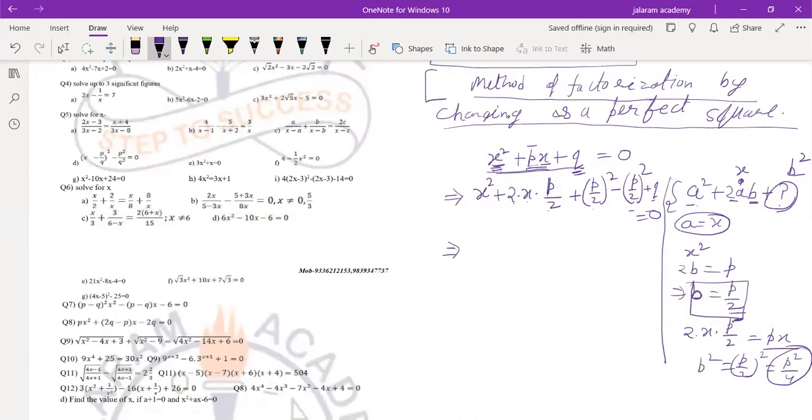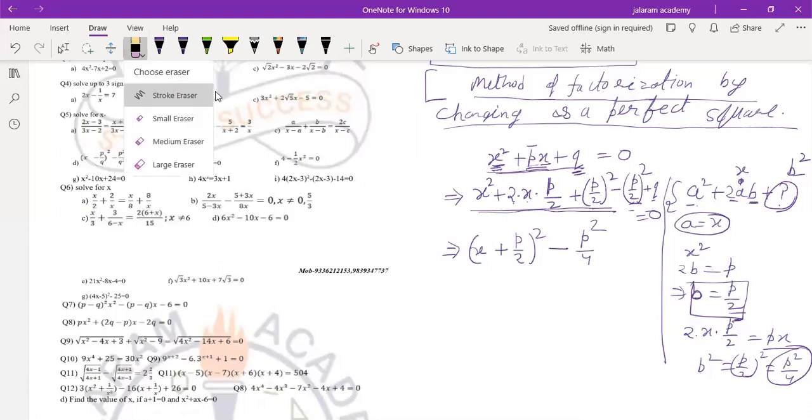So first three lines become what? A plus b whole square. First three terms become x plus p by 2 whole square. Is that clear to you? Minus this p square by 4 is written as it is. We will solve it up to only this term.